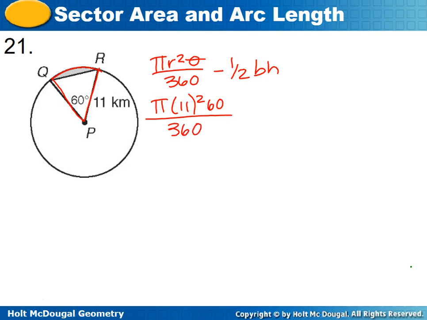Now, this time our triangle is going to be a little more complicated. So let's pull this one out, okay? So here again, we got 11 and 11 here, right? Because those are two radii. So we're going to go 11 and 11 here. I'm going to bisect that angle up here. So this was 60, the whole thing.